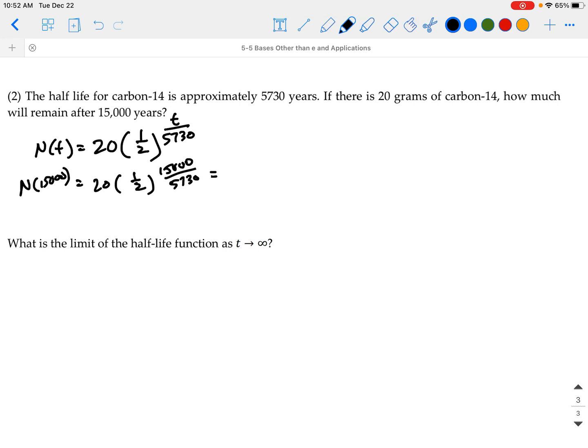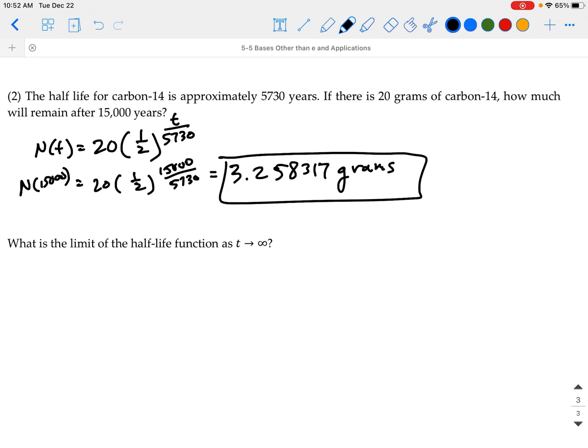So it's definitely going to be more than 3 halves. So let's see, or no, slightly less than 3 halves. So we end up with 3.258317 grams remaining of our carbon 14. And then it says, what is the limit of the half-life function as t approaches infinity?